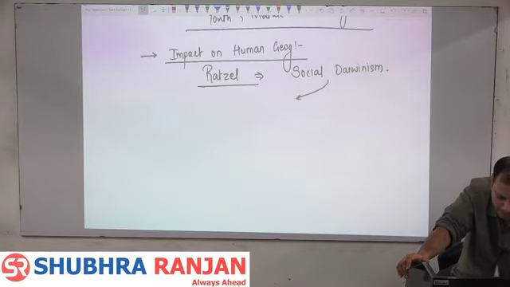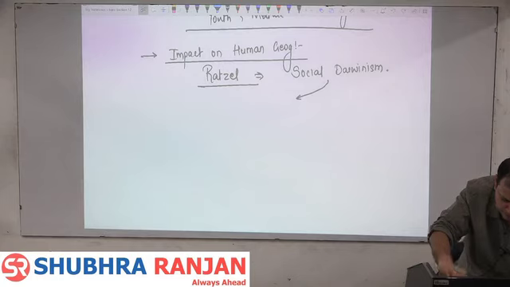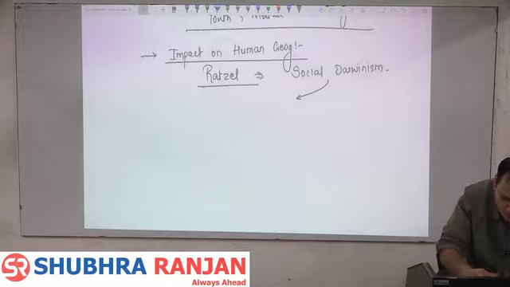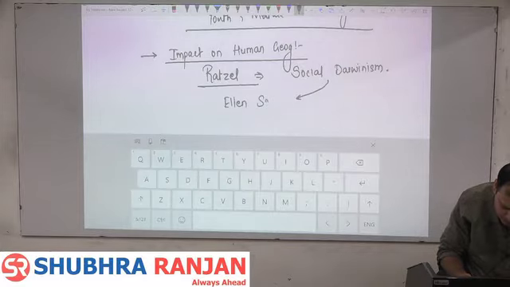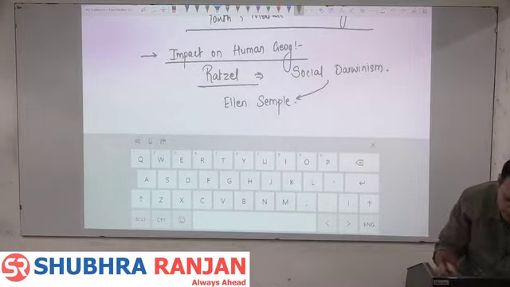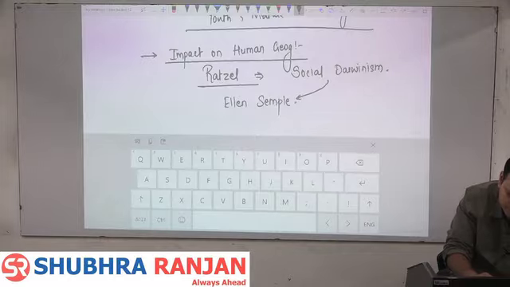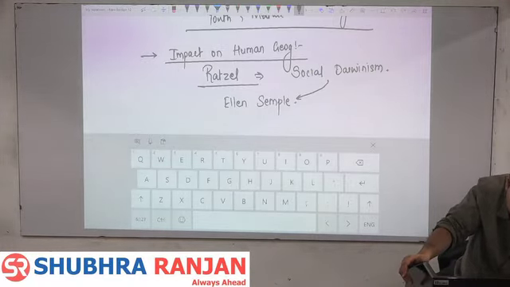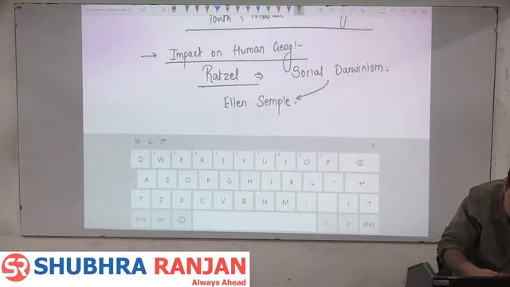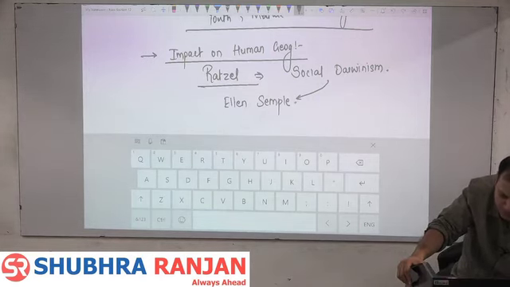by Semple, S-E-M-P-L-E, Ellen Semple in the USA, when she said man is the product of earth's surface.